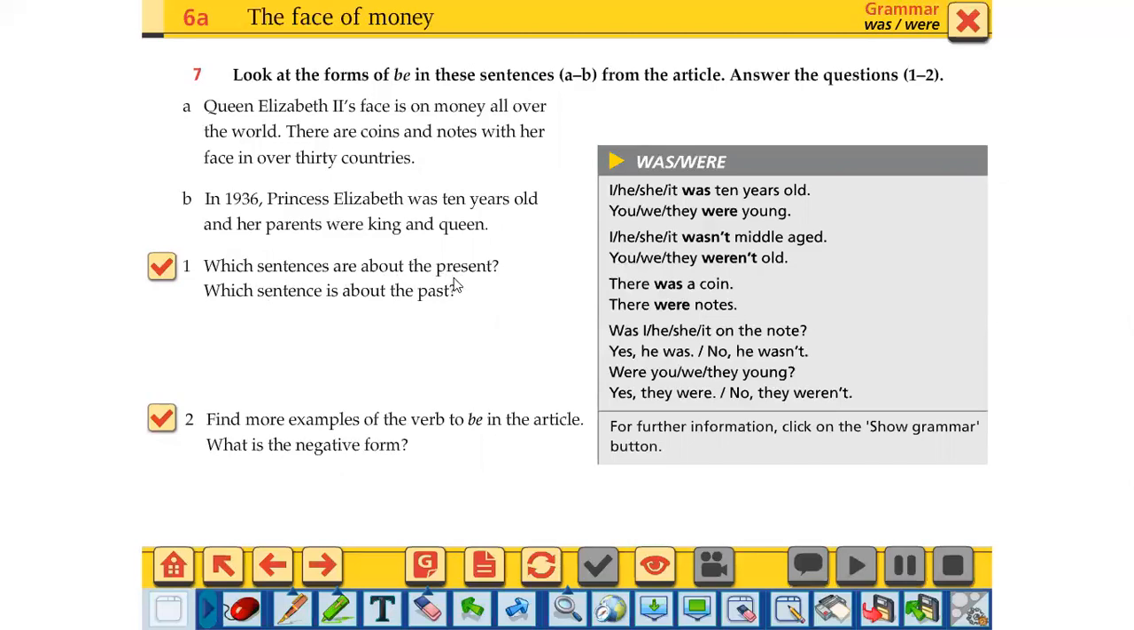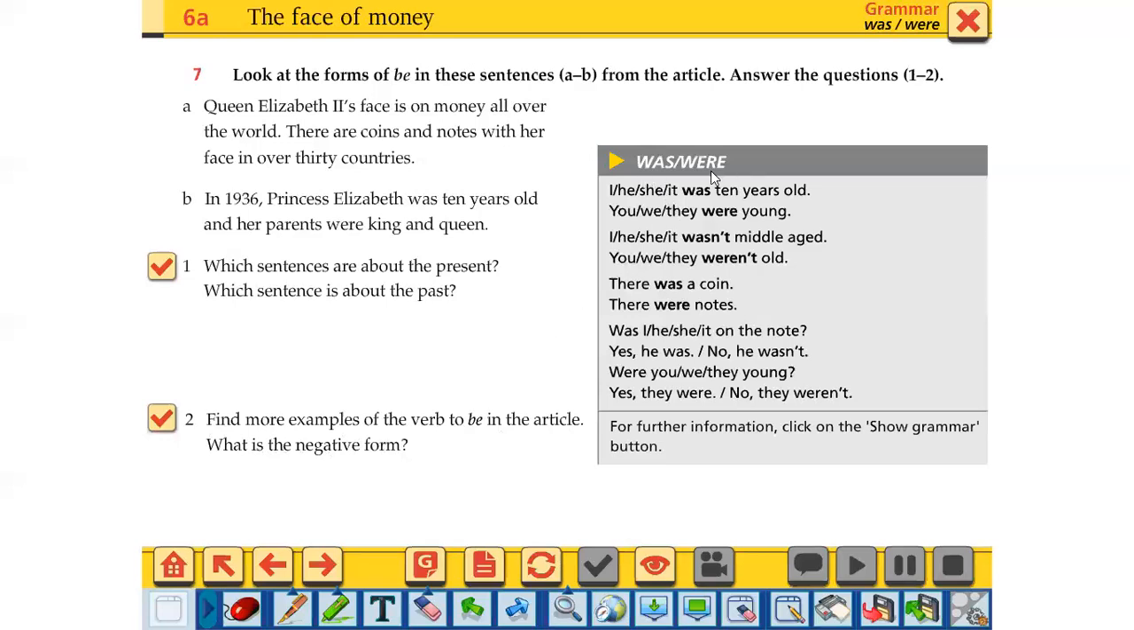Oraciones que están acerca del presente, oraciones acerca del pasado. Number 2, find more examples of the verb to be in the article. What is the negative form? Okay, la forma negativa.